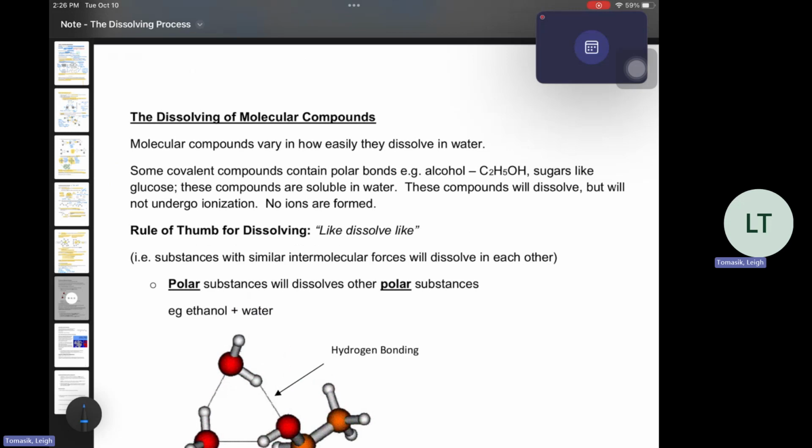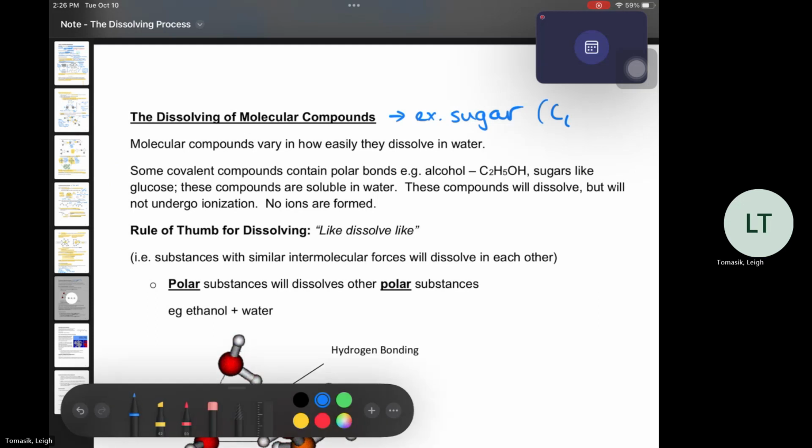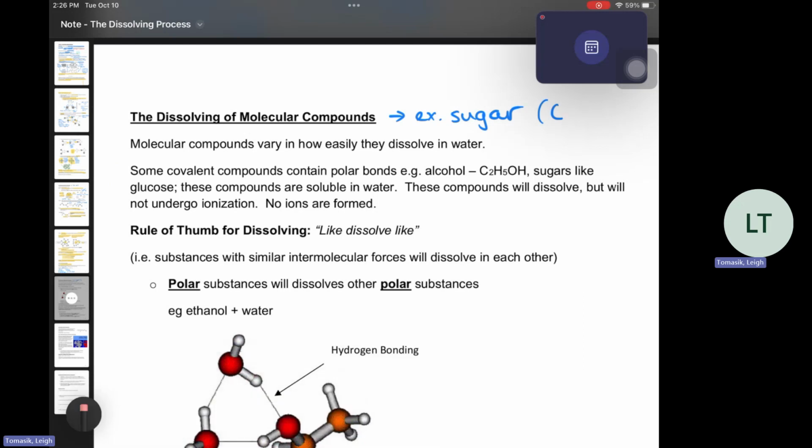How do covalent or molecular compounds dissolve? This would be like sugar. We could do glucose, or we could do sucrose. Sucrose is C12H22O11, I think. Molecular, so there's no metals here. So how will this dissolve?